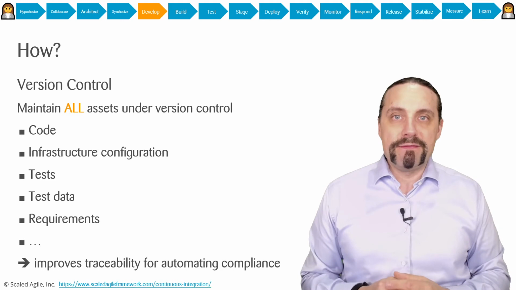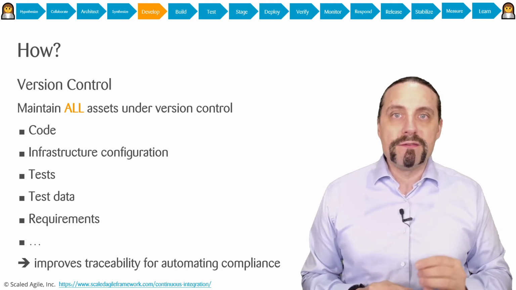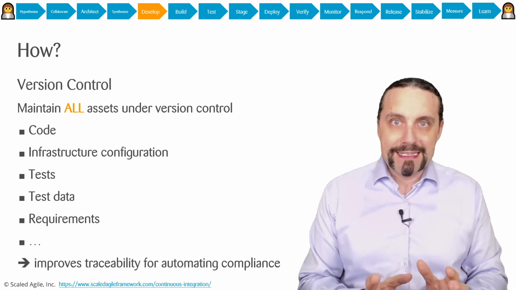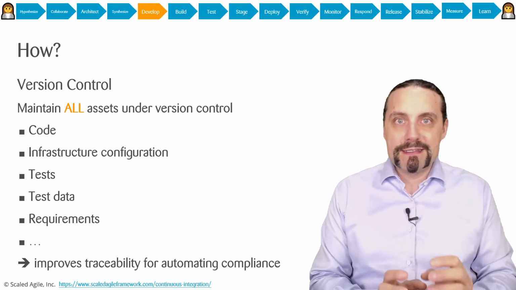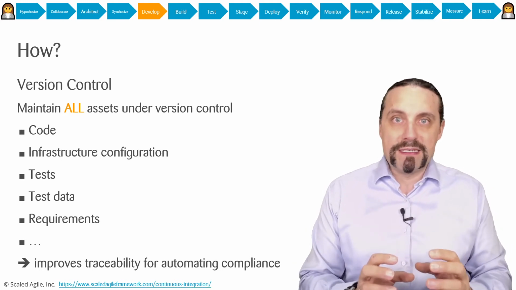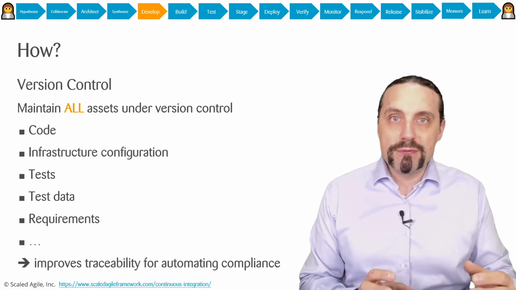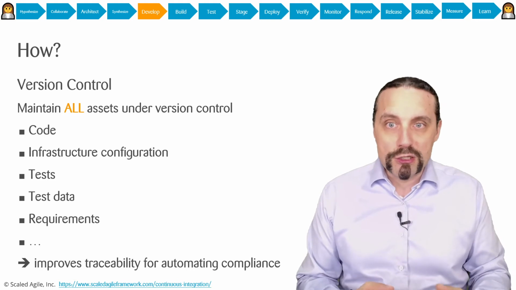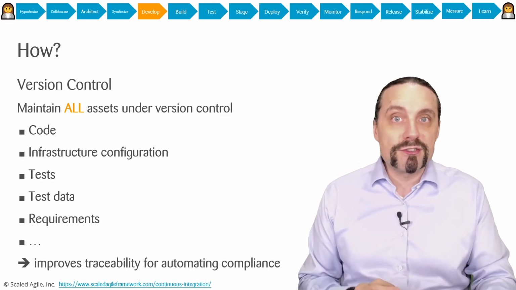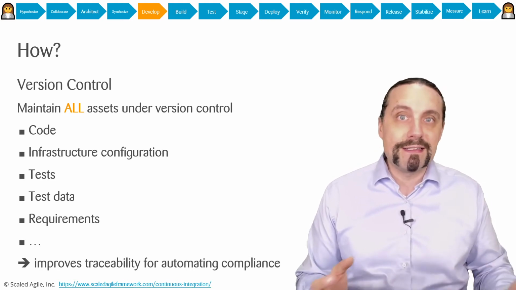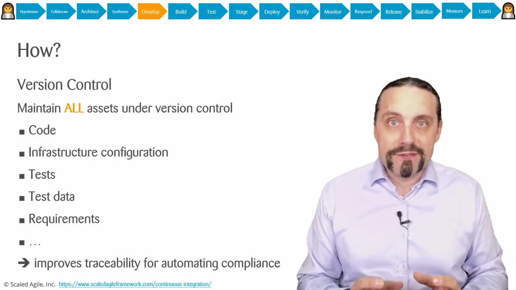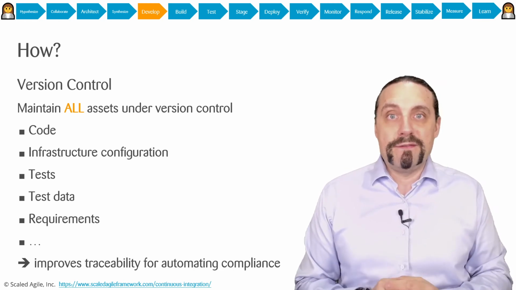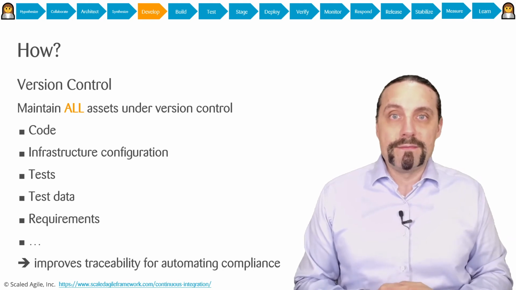By having everything under version control, we are able to version everything that is in there, so that we can see what has been deployed or will be deployed with a specific version. We see the code, we see the infrastructure configuration, the tests, the test data, the requirements, everything. And this is a big benefit for the traceability.